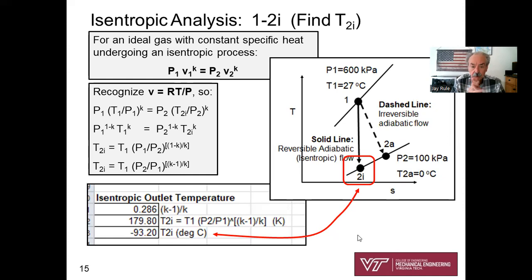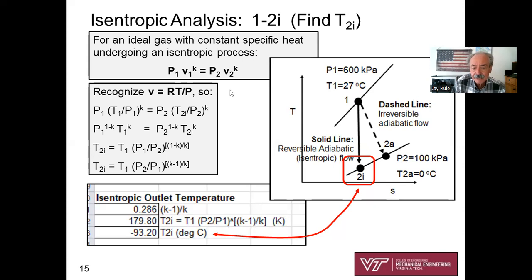The next thing we're going to do is do our isentropic analysis. So we need to study this isentropic process. Do you see that we just finished analyzing this irreversible process because we had T2 actual, it was given to us. We measured it in the field. Okay. So we've already analyzed that. Now we're going to go and analyze the isentropic process.